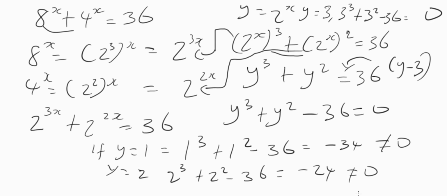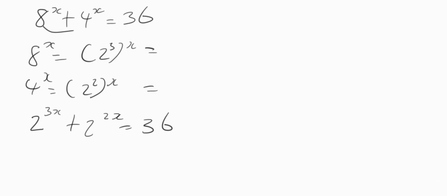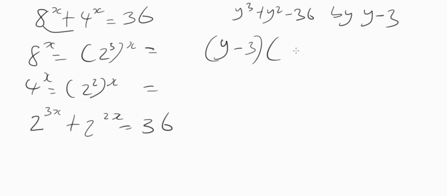Okay, let me clean some parts now so I can illustrate what I just said so you understand better. When we divide the polynomial y cubed plus y squared minus 36 by y minus 3, remember we got 3 as one of the roots of the solution. So when you divide it, you're going to have a factored form of y minus 3, where y squared plus 4y plus 12 equals 0.